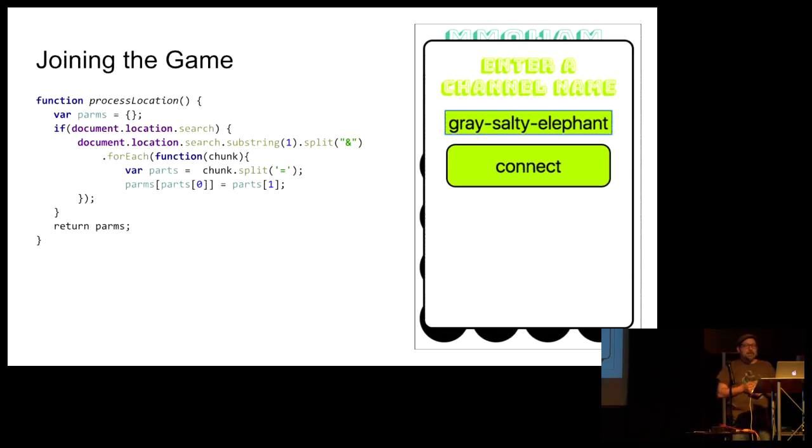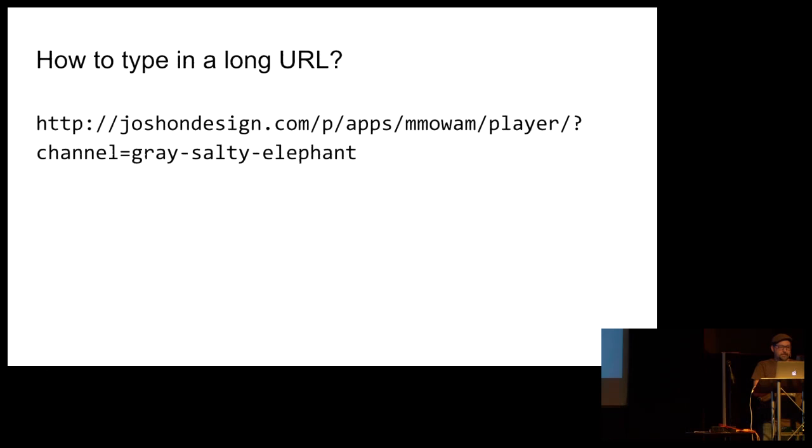But it'd also be nice if we could just store that in the URL so that you can send that link to somebody and say, hey, join me at this game in this particular chat room channel, and it's all part of the URL. So we can do that using standard DOM APIs. I'm using process location, pull out the parameters with a simple split, gives me key value pairs, and now I can see if the channel name has been set, and then connect to it.